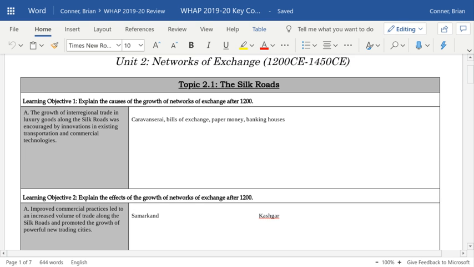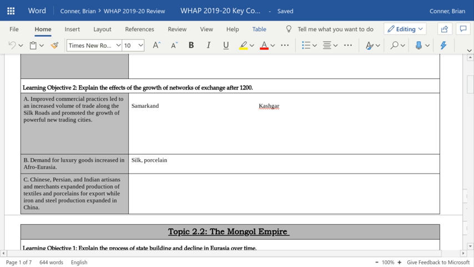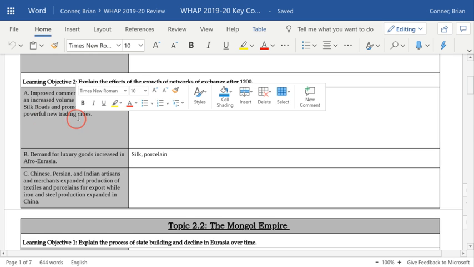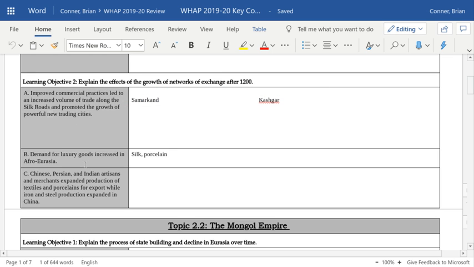So moving on to objective 2, explain the effects. We're really looking at three main effects. One, we're going to have the growth of powerful new trading cities, as you see with that random circle that popped up. You also have a demand for luxury goods in Afro-Eurasia. You need to be able to reference some of those luxury goods. A couple of examples are silk and porcelain. If you have more, totally okay. Remember, I'm going bare bones with this, so anything you've got above and beyond, you're still going to need to know.